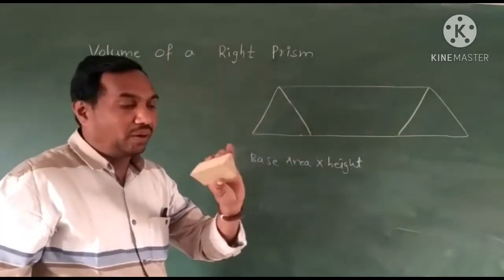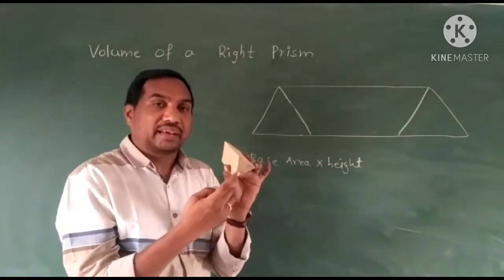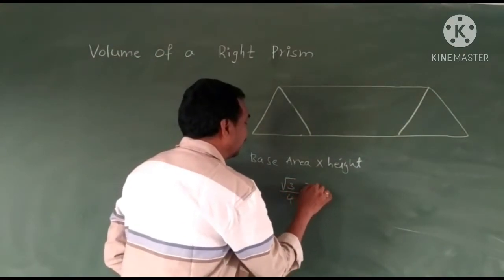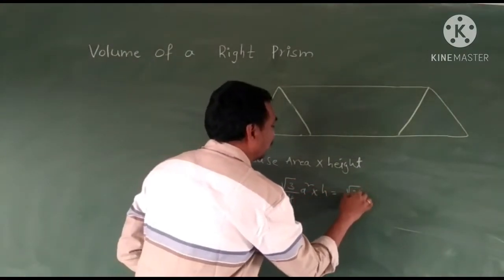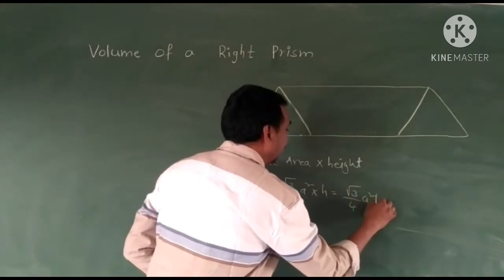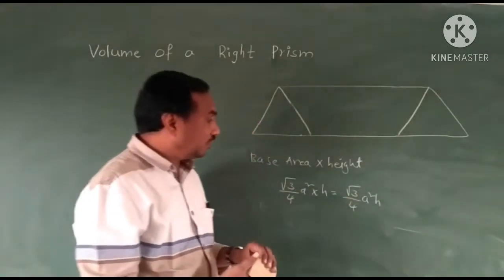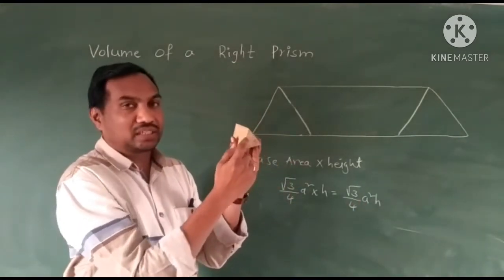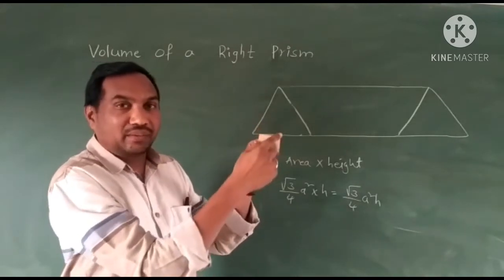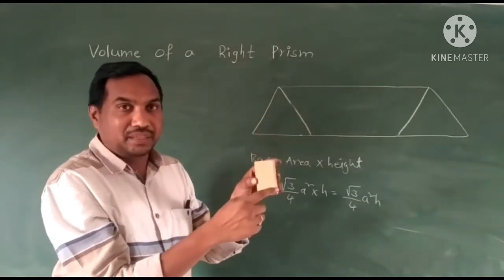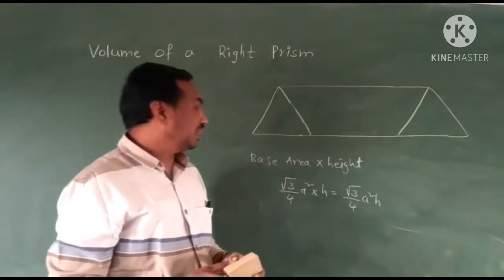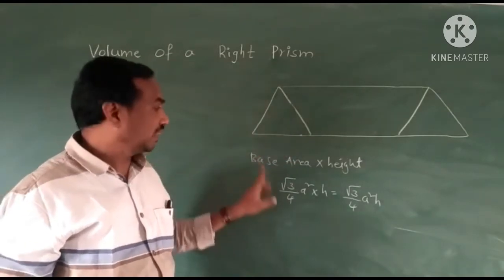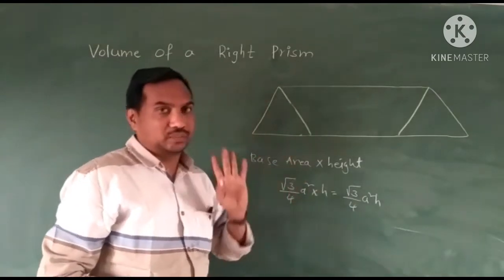So, what is the base here? Equilateral triangle. What is the area of the equilateral triangle? That is root 3 by 4 a square, into h. Here, what is a? a is the side of this triangle base, and h means the height of this prism. So the volume of the right prism, if the base is in the shape of an equilateral triangle, is root 3 by 4 a square into h.